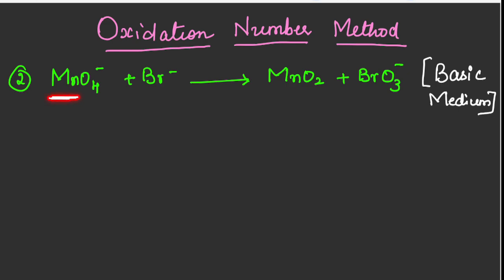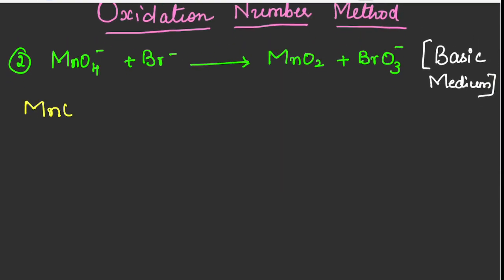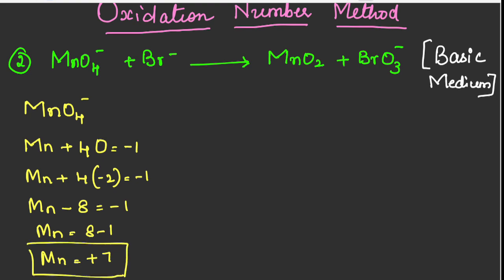So first let us find the oxidation state on this Mn. Let me take MnO4 minus. So Mn plus 4 times oxygen is equal to minus 1. Here minus 1 is the charge which is present on the ion. If there is no number, it is understood there is number 1. So minus 1 you have to take onto the other side. Now Mn plus 4 times oxygen, which has oxidation state of minus 2, is equal to minus 1. So Mn minus 8, 4 twos are 8, is equal to minus 1. So Mn is equal to 8 minus 1. Therefore you will get Mn is equal to plus 7 as the oxidation state. So I will write plus 7 on the Mn.